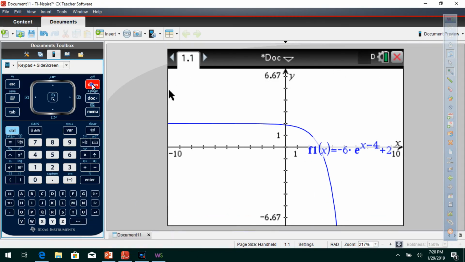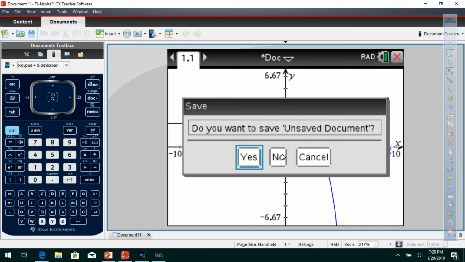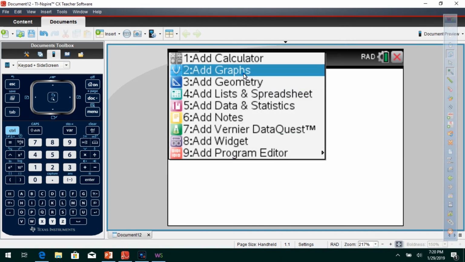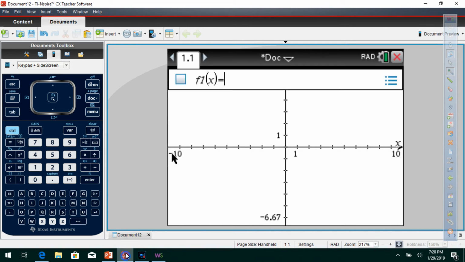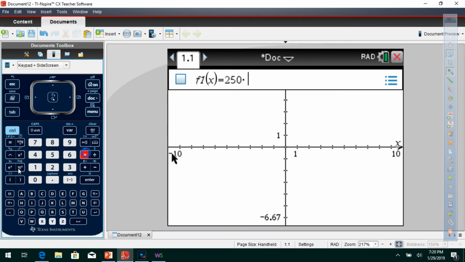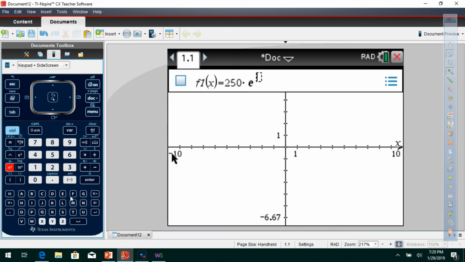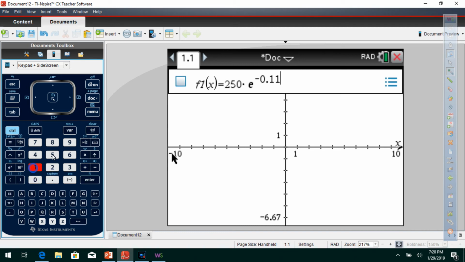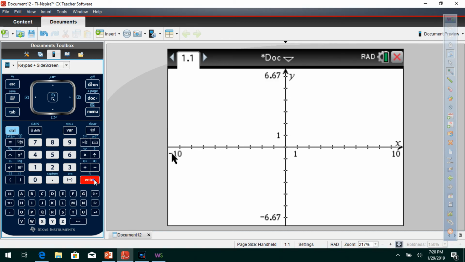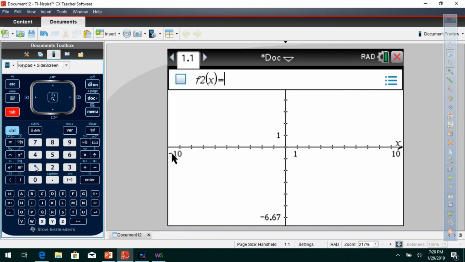All right. So on new document, no graphs. I'm going to do the right side first. I got 250 times e to the negative 0.1155. I can't use T, I have to use X. And it's going to graph like that. Whoa, where'd it go? Tab. Let's try 16.